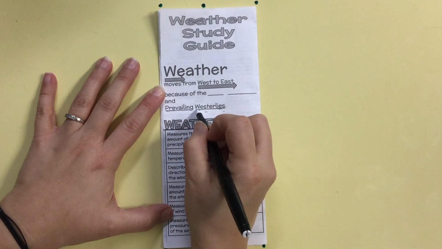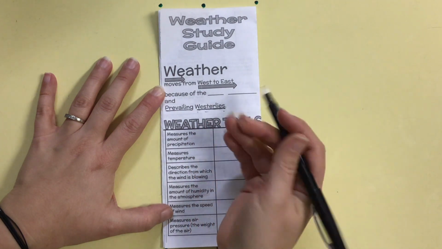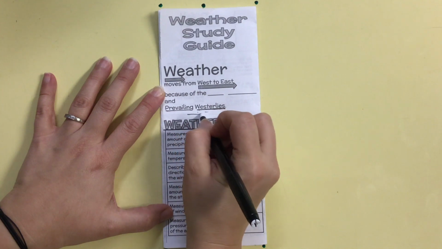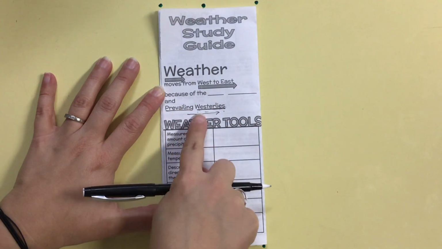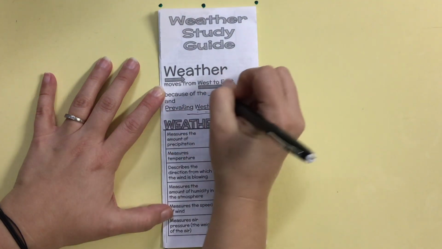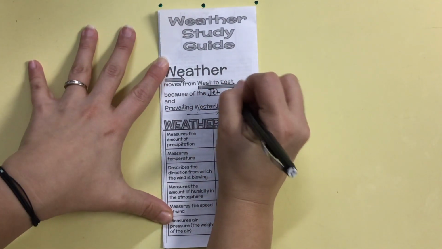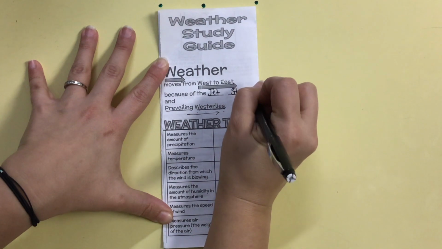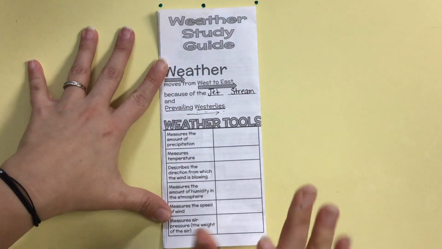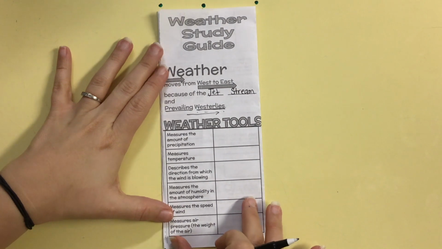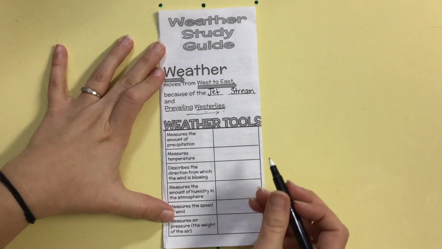Remember that winds are named by the direction in which they flow from. So since these winds flow from the west, they are the prevailing westerlies. So those, along with the jet stream, move our weather from west to east. And this is a good reminder that you should probably put at the top of your brain dump when you begin your check-in. All right, so now let's talk about the weather tools.